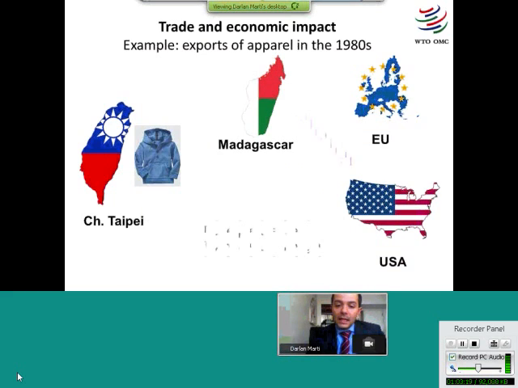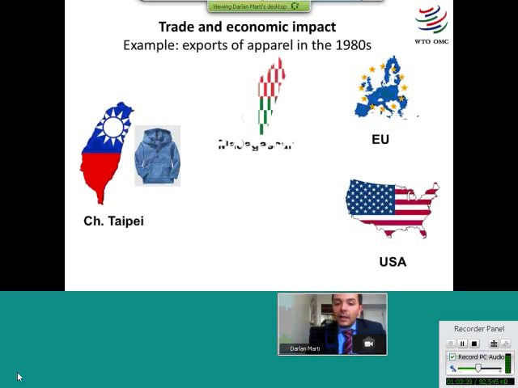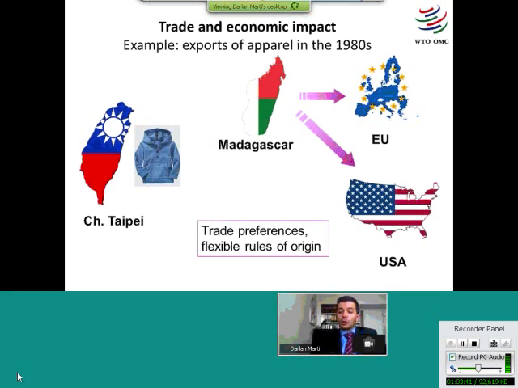Now, take this example, and this is an example where a country was able to benefit from the rule in a quite clever manner. Investors from Chinese Taipei tried to export garments into the United States and Europe in the 90s, and noticed that they had to face very high tariffs. They also noted that Madagascar, by virtue of preferences that it received, did not have to face such high tariffs. So of course, what did they do? They decided to locate part of their production in Madagascar and there to export to the European Union and the United States.